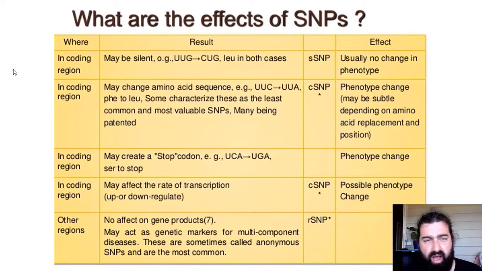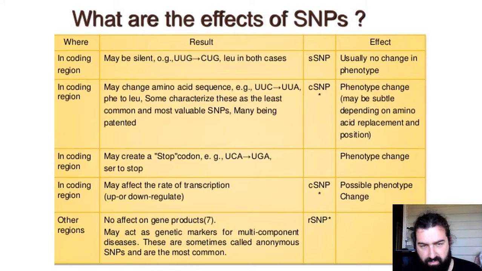So we can have silent SNPs within a gene. We have an SNP, but it really results in no change in a phenotype. Or it can result in a change in the phenotype. And like it says over on the right here, it might be subtle or it might not. It can be catastrophic. It can cause cancer growth. It can cause terminal illness. More often than not, it causes little or no change.